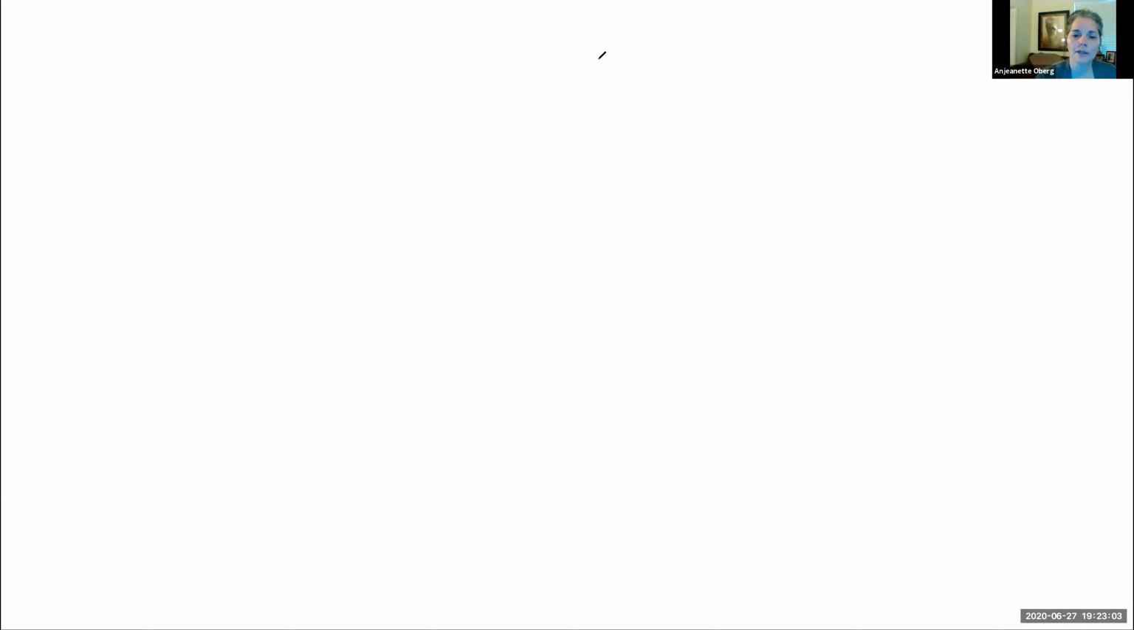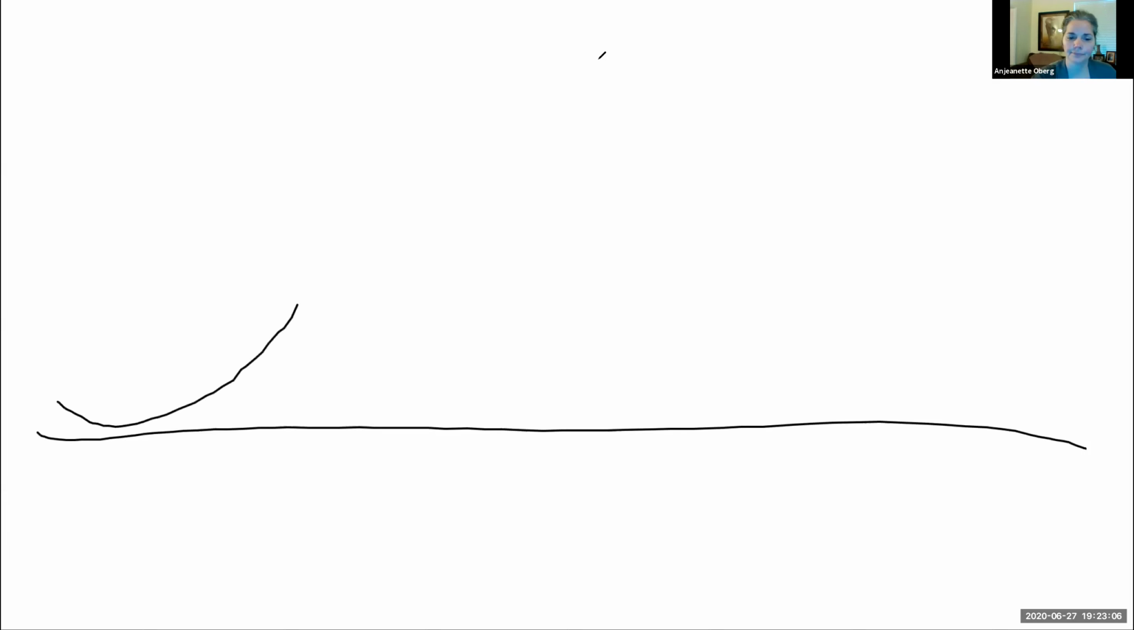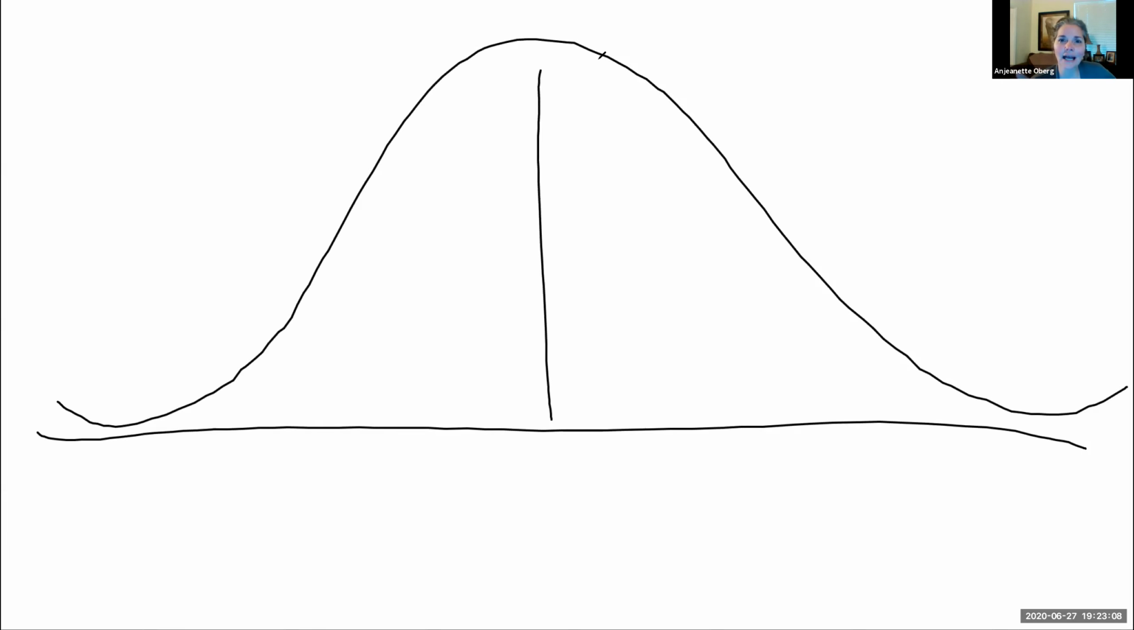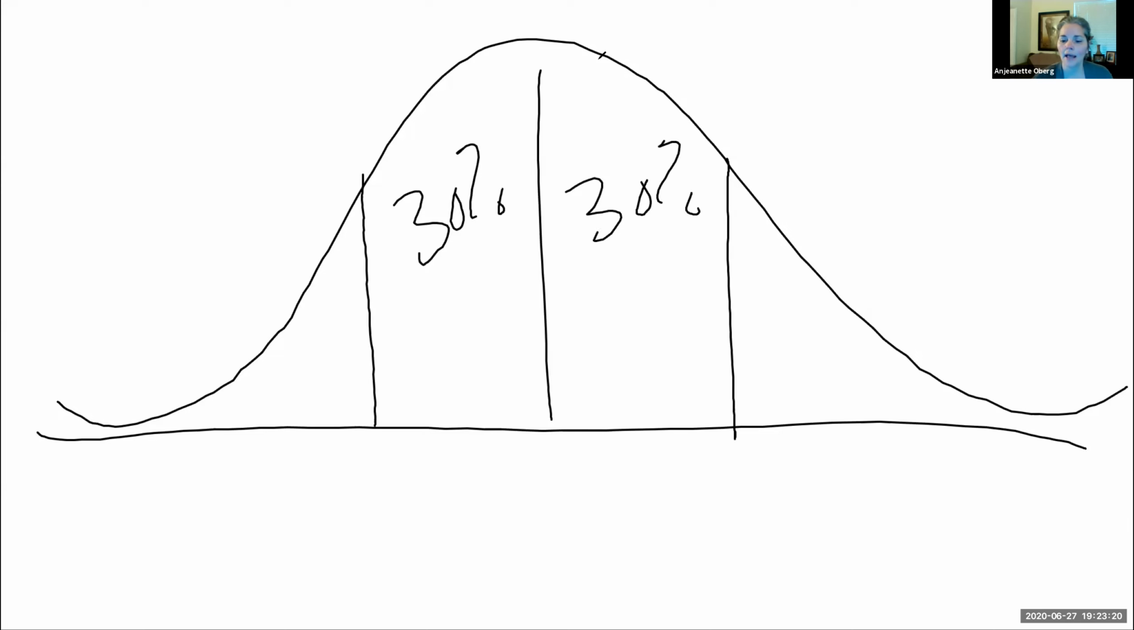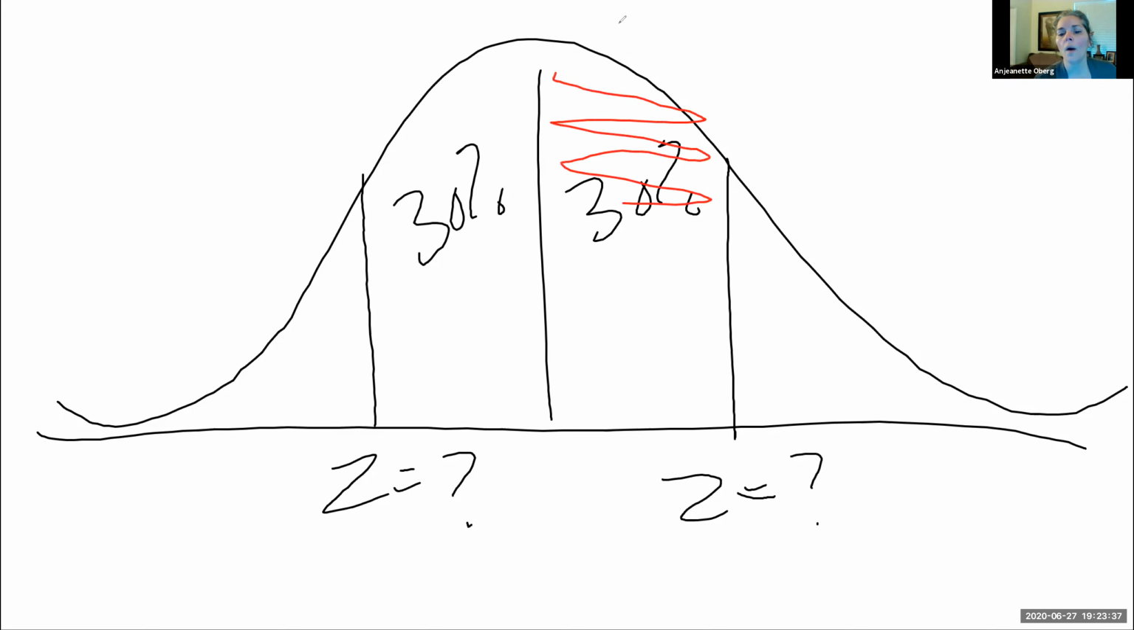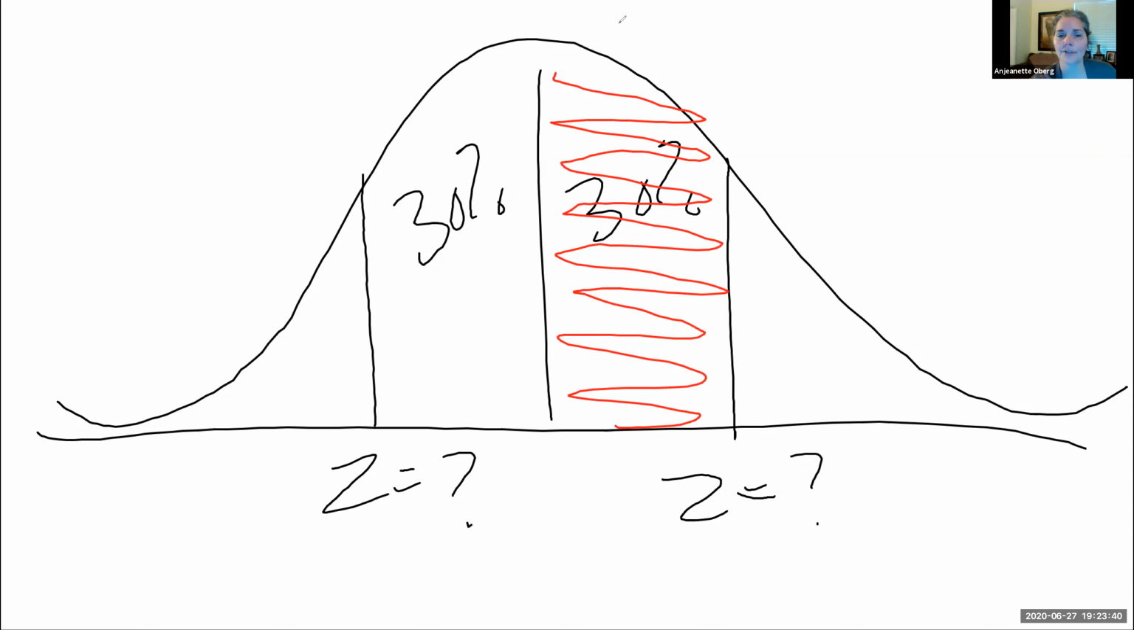So let's first start by drawing our normal distribution, okay? And it's asking us, what are the boundaries of the 60%? So we're looking for 30% here and 30% here. So what is the z-score that corresponds to those boundaries? What we can do is look up in the chart, look up column C and say, which column C has 30%? Because that tells me the z boundary.